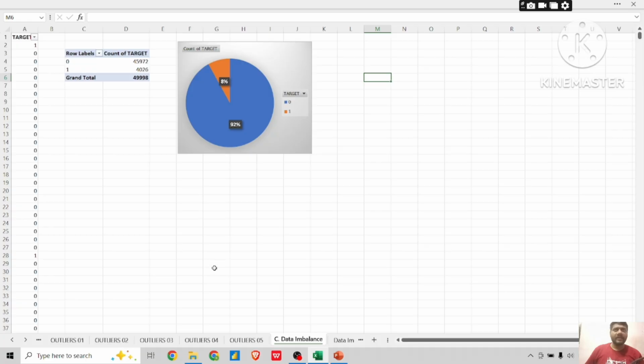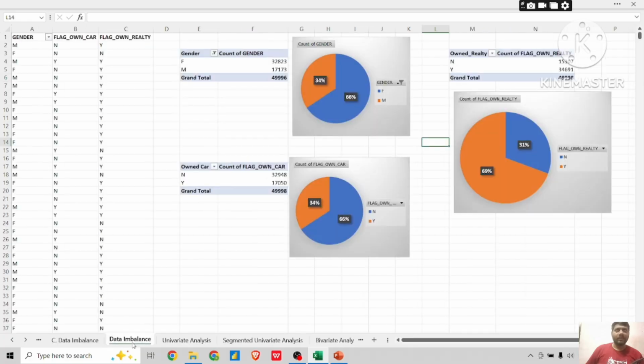Next, I analyzed the data imbalance in the loan default target variable using a data imbalance sheet. Out of the total applications, 92% of applicants were paying their installments on time, labeled as 0. 8% had payment difficulties, labeled as 1. That gives us a class imbalance ratio of 11.3, meaning for every one defaulter there were 11 applicants who paid on time.